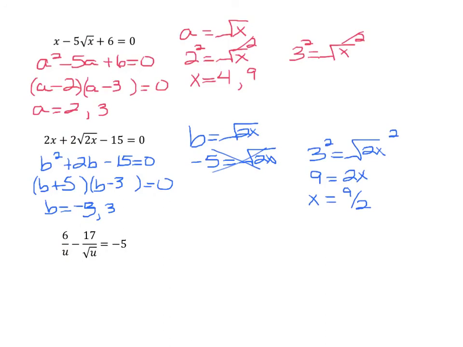Last problem. This one we really hate because not only are things not in the right place, but we've also got fractions to deal with. But we can still manage this. I'm going to go back to the letter a, and I'm going to let a equal 1 over the square root of u. Because if I square that, a squared is 1 over u. Which then means this becomes 6 times 1 over u, or 6 times a squared. And then this middle one becomes 17 times a.